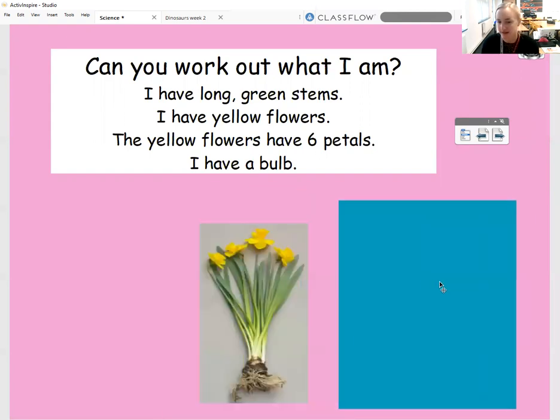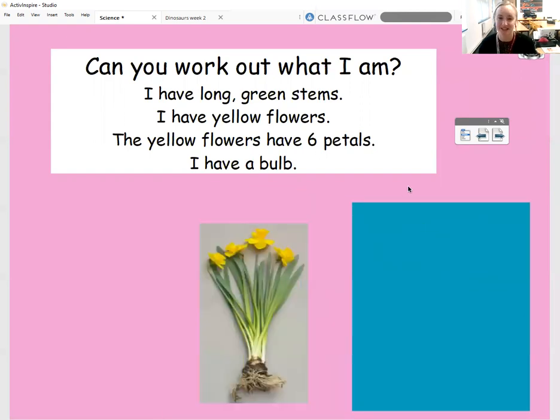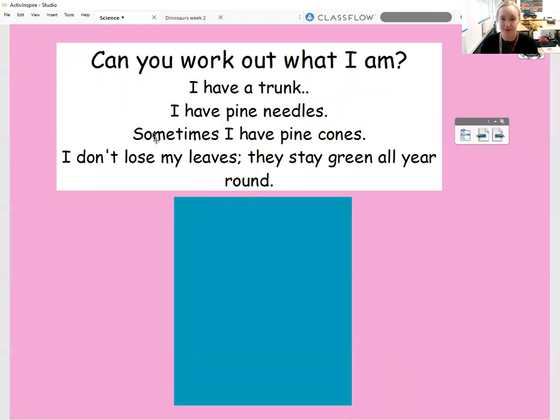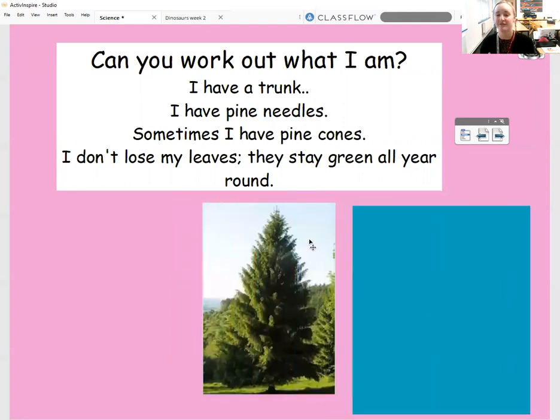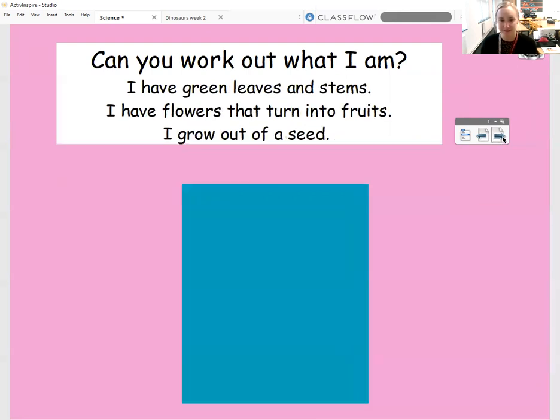Let's check. It's a daffodil. So well done if you said daffodil at home. The next one, right, so this plant has a trunk, pine needles, sometimes pine cones. This plant doesn't lose its leaves and they stay green all year round. An evergreen then. Must be an evergreen. Which evergreen has a trunk, pine needles, sometimes pine cones, and leaves that stay green all year round? Let's check it. A fir tree. Well done if you got that correct.